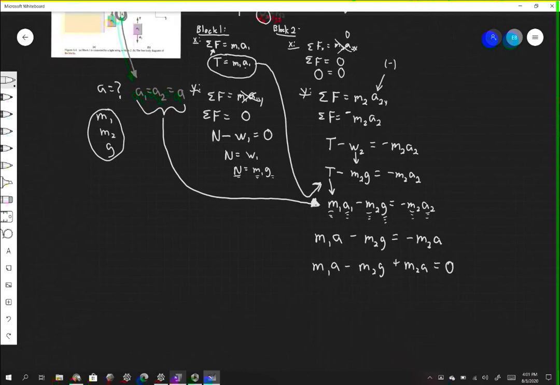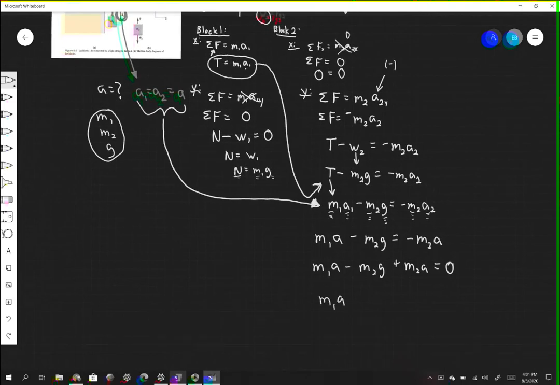I want to isolate my a's, so I move my mass 2 times g to the other side. Mass 1 times a plus mass 2 times a equals mass 2 times g. Again, that was by adding mass 2 times g to both sides. This is basic algebra, and we should hopefully be getting pretty good at this by now. I have an a in common between these two terms, so I need to factor that a out. So I have a times mass 1 plus mass 2 is equal to mass 2 times g. Now I can divide both sides by mass 1 plus mass 2.